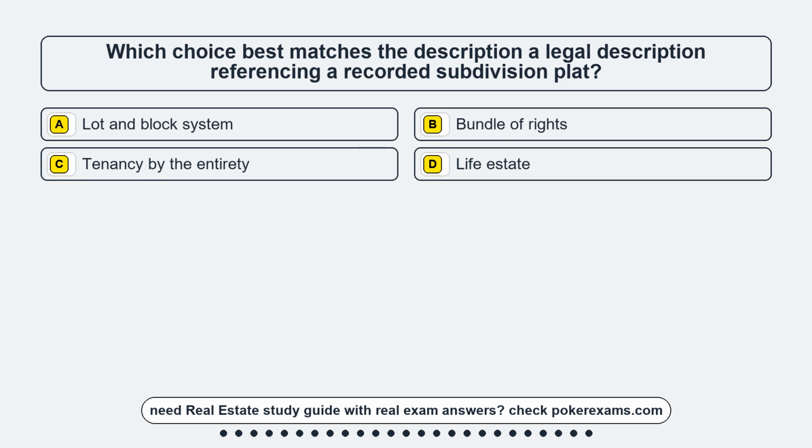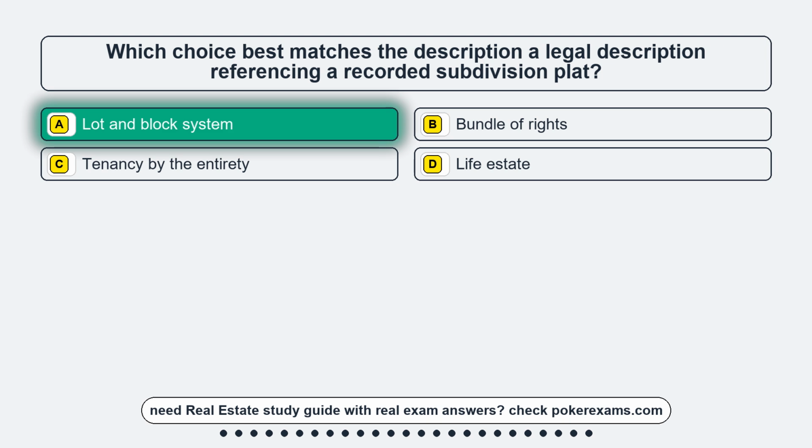Question 22. Which choice best matches the description? A legal description referencing a recorded subdivision plat. Option A, lot and block system. Option B, bundle of rights. Option C, tenancy by the entirety. Option D, life estate. The correct answer is option A, lot and block system.